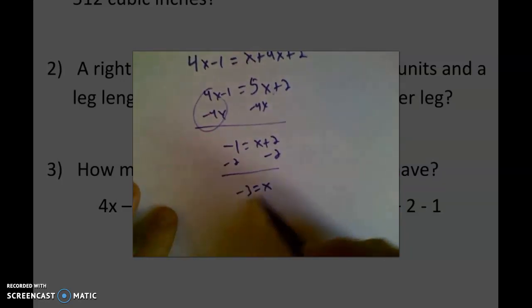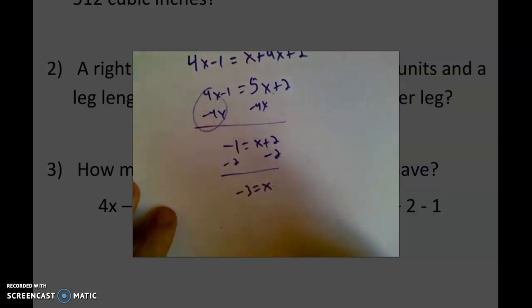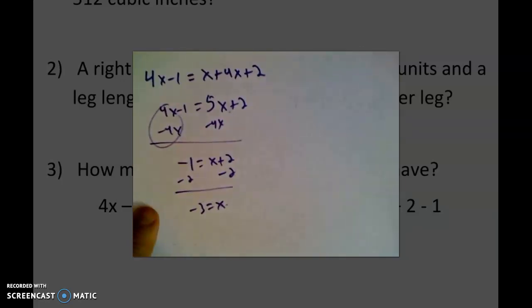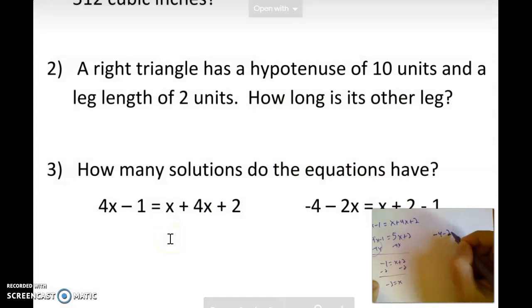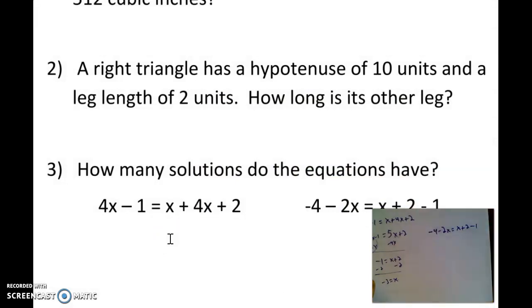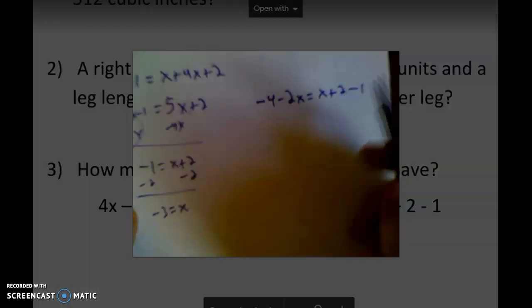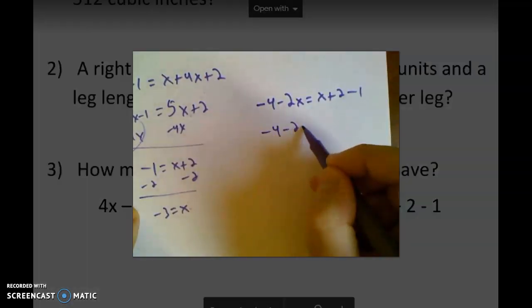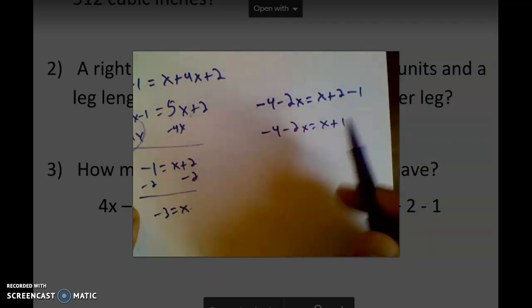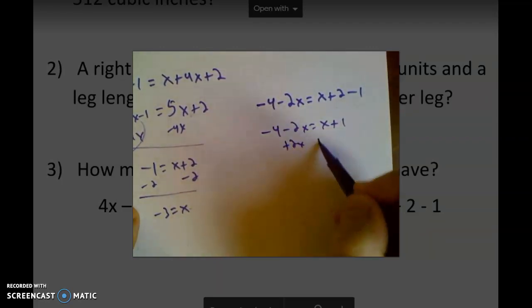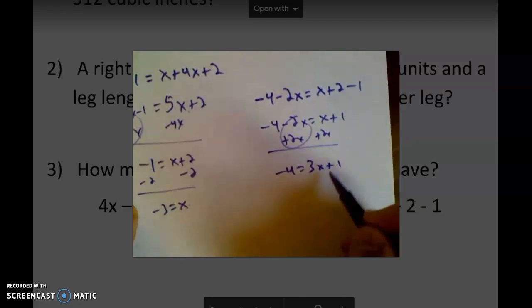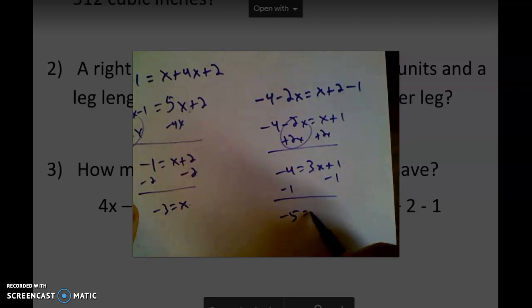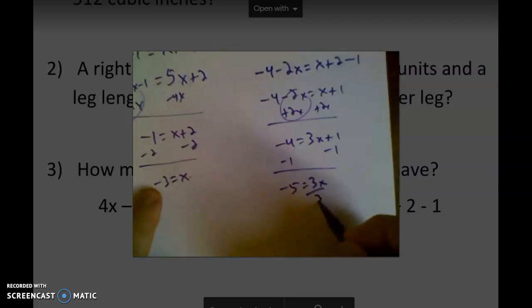And because it told me what the answer is, that means this has one solution. Negative 3 is your one answer. The second equation is negative 4 minus 2x equals x plus 2 minus 1. So again, we're going to combine like terms on the right-hand side. 2 minus 1 is 1, so negative 4 minus 2x equals x plus 1. Get all the x's to the same side. I'll add 2x to both sides, which gives me negative 4 equals 3x plus 1. I'll then subtract 1 from both sides to get negative 5 equals 3x, and divide both sides by 3.